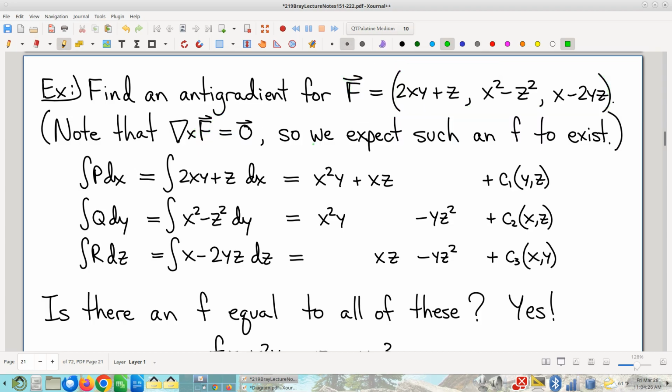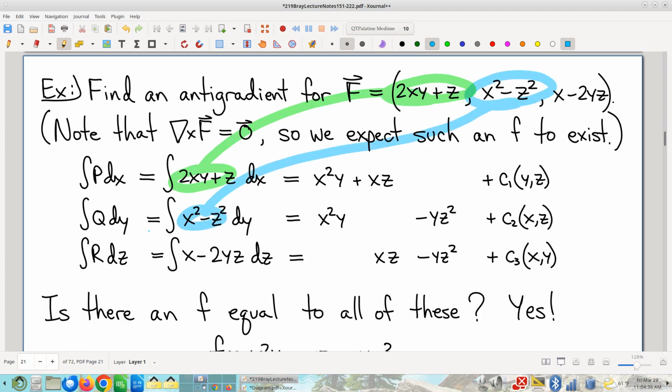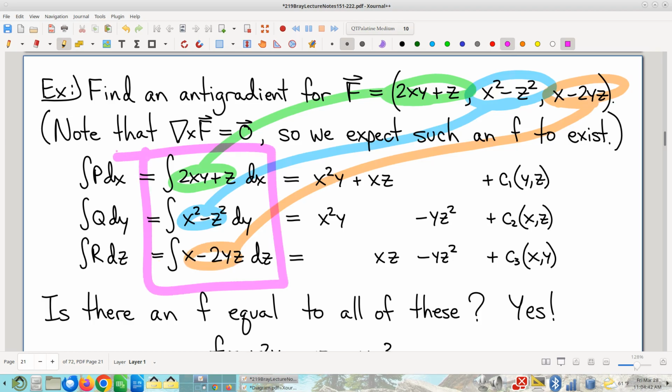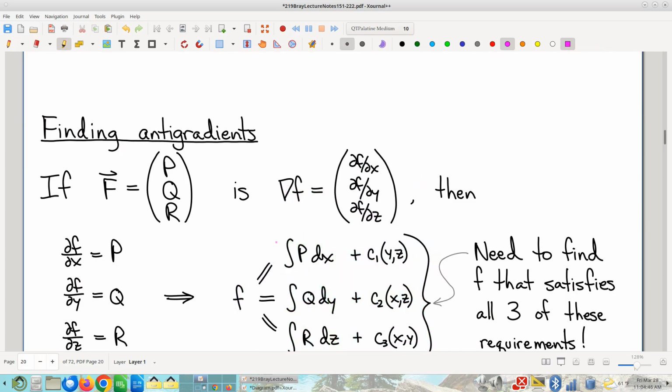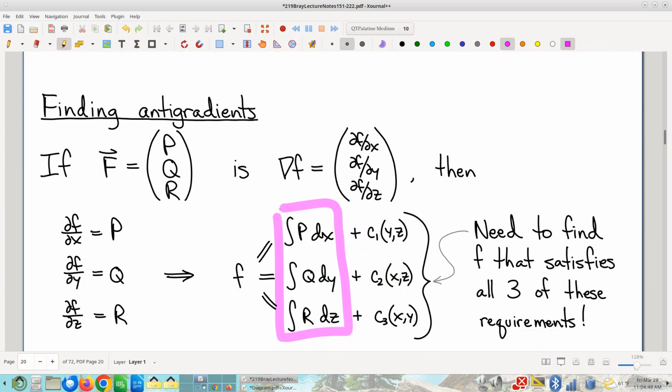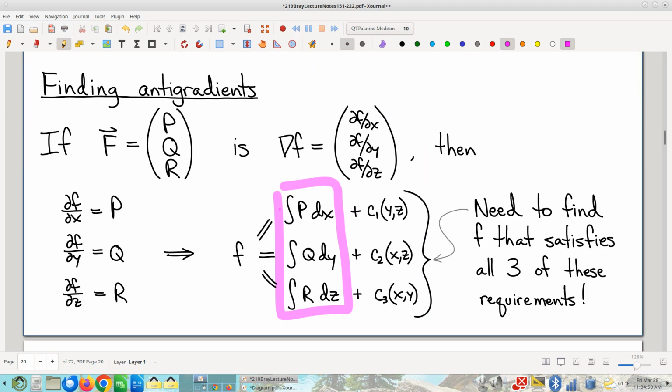All right. So, the rule: first coordinate, take the x antipartial. Second coordinate, take the y antipartial. Third coordinate, take the z antipartial. All of this right here is what we were talking about right here, right? The x, y, and z antipartials of P, Q, and R respectively.